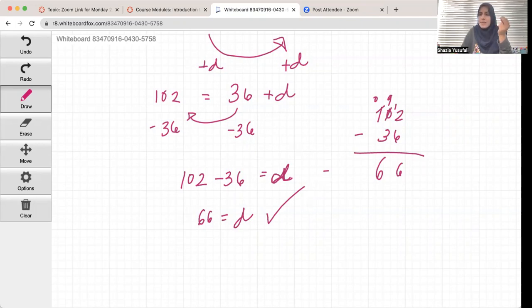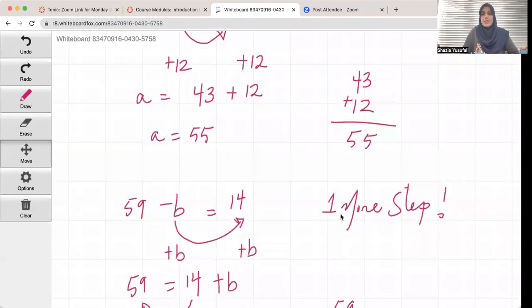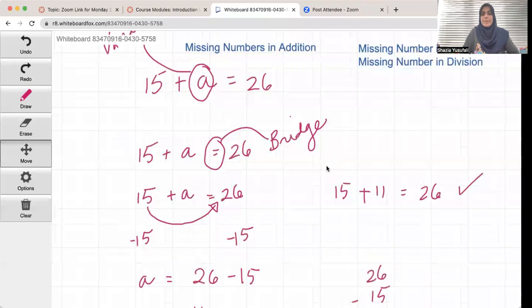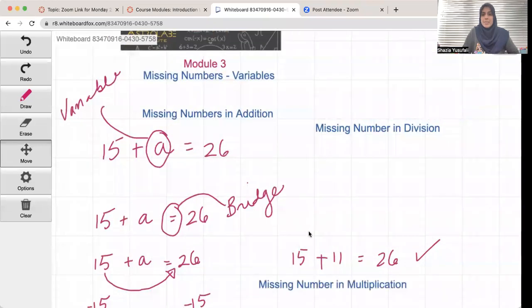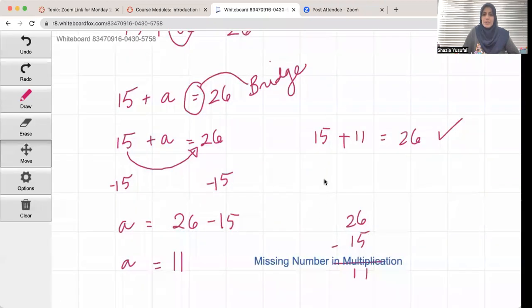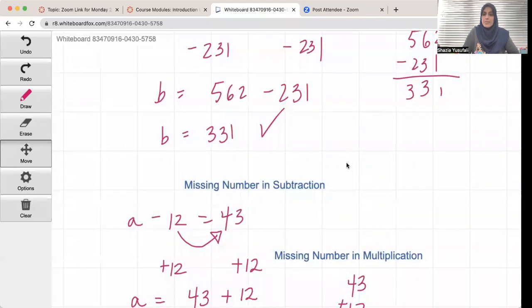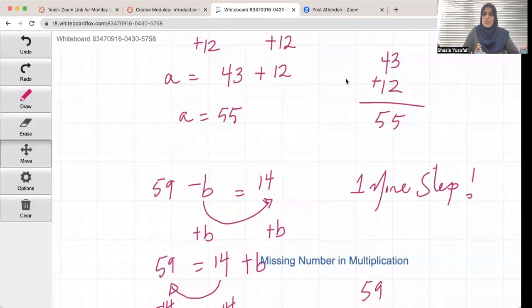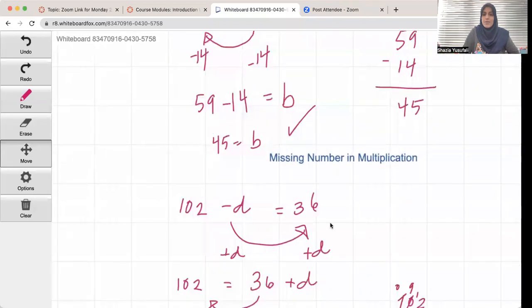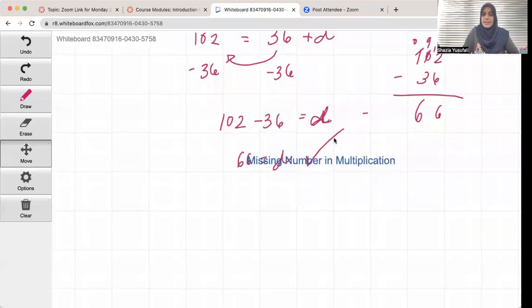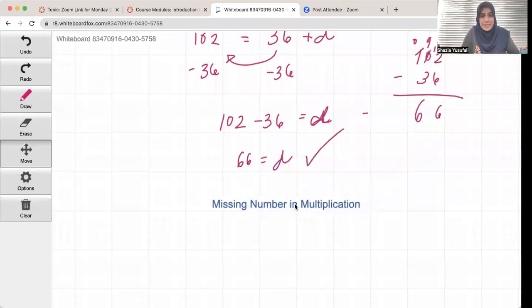But now the question comes in, what about multiplication? How do we find a missing number with multiplication? Okay, let's go right at the top and bring our multiplication down. There it is. Missing number in multiplication. Wow, we've done a lot of work. I kind of like the work, but still a lot of work, right? So missing number in multiplication.